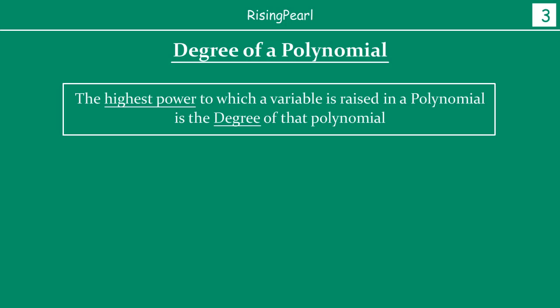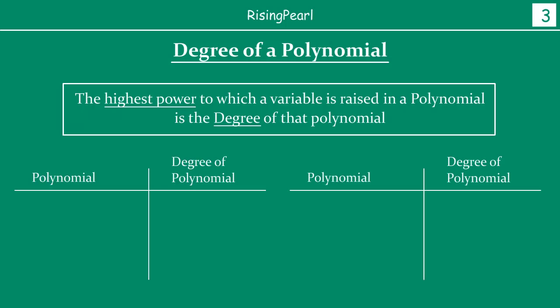Now the degree of a polynomial is the highest power to which a variable is raised in a polynomial. We say that is the degree of that polynomial. So let's take some examples. Let's say 2x plus 5. Now this is a polynomial in variable x, and here the first term x is raised to power 1. So there is only one variable term, and that is raised to power 1. So we say the degree of this polynomial is 1.